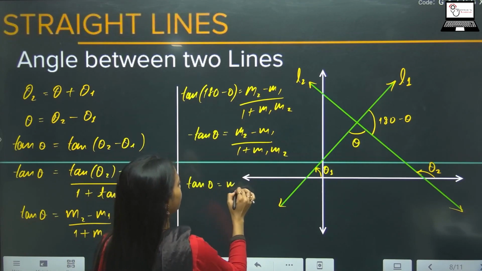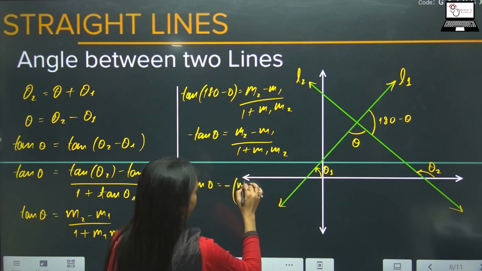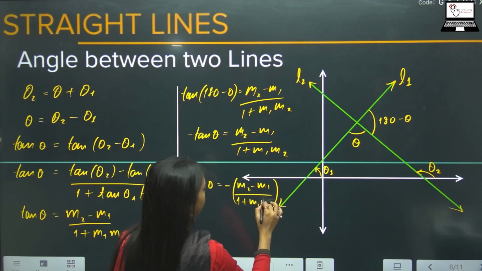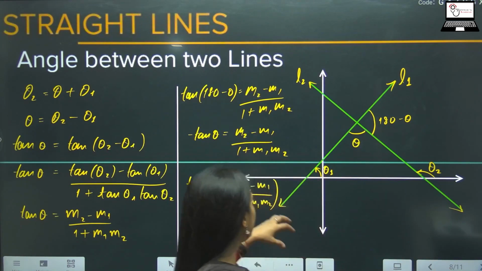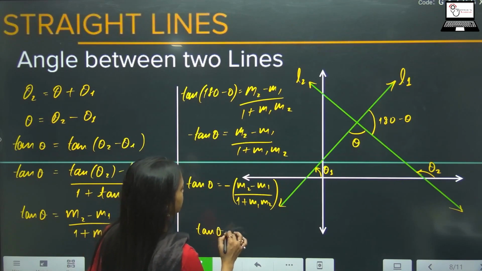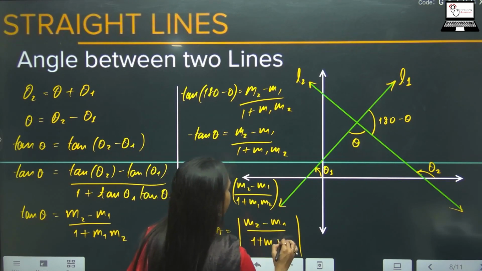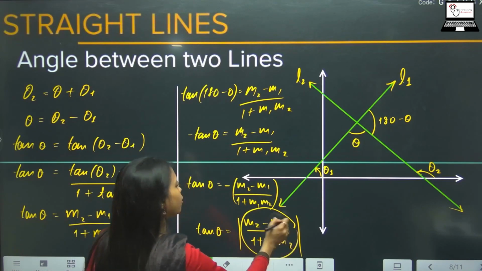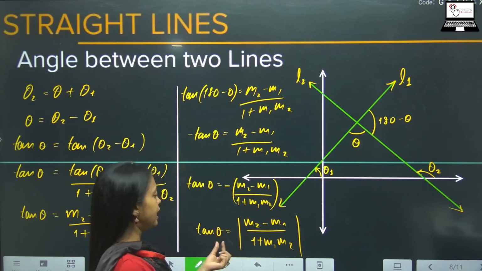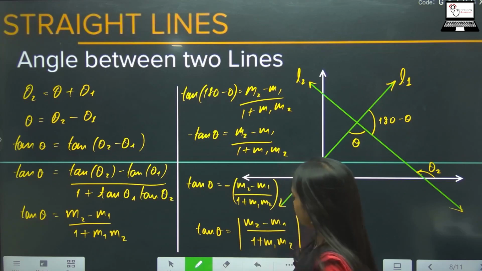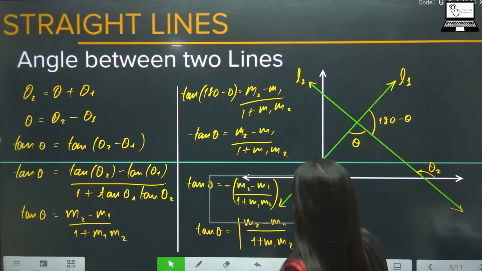Tan theta equals (m1 minus m2) divided by (1 plus m1 m2), or we can say minus of (m2 minus m1) upon (1 plus m1 m2). So to cover both the case of the acute angle and the obtuse angle, I need to cover these two cases. The formula is tan theta equals modulus of (m2 minus m1) divided by (1 plus m1 m2). If you solve it for positive, you will get the acute angle between two lines. If you remove the modulus, put a minus sign and then calculate theta, that will be the obtuse angle.